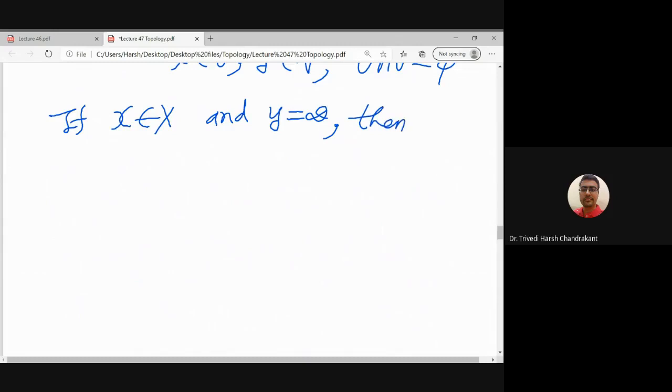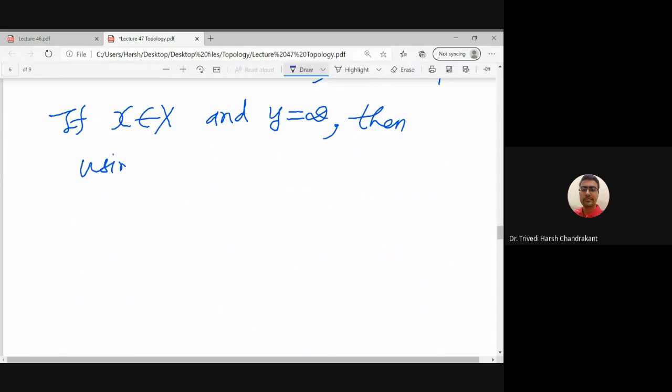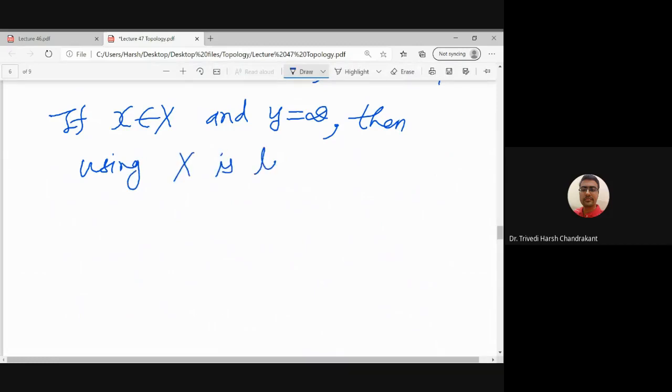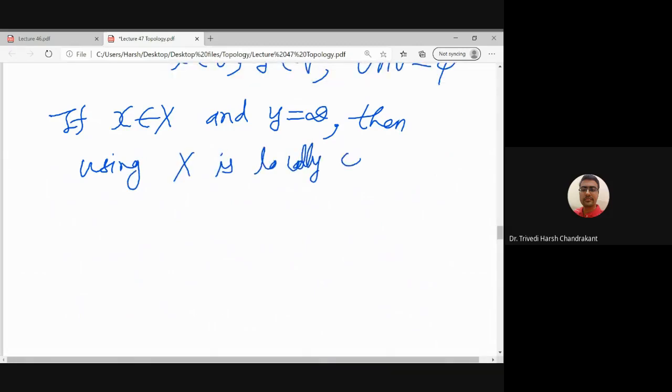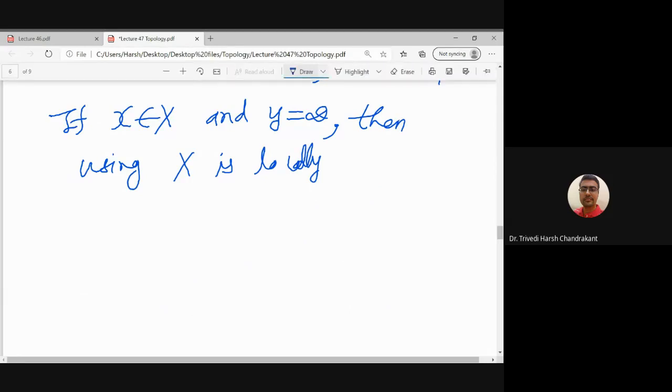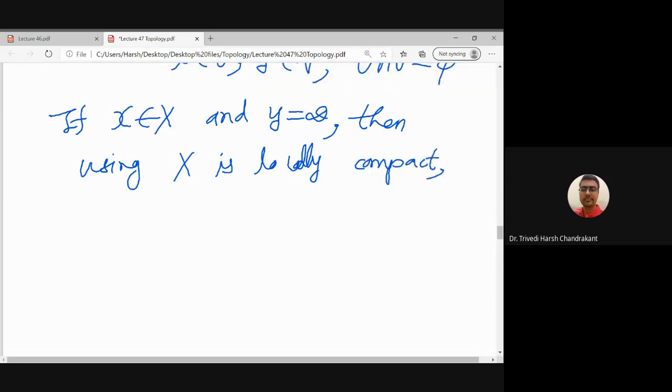In this case, we will not use that X is Hausdorff. We will use that X is locally compact. So this is a place where we are actually using local compactness after we have defined it. I think we have not used this property before, so we are using it here.